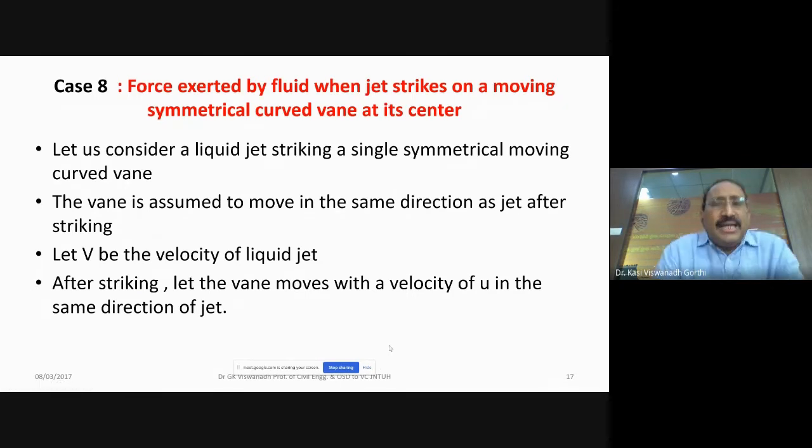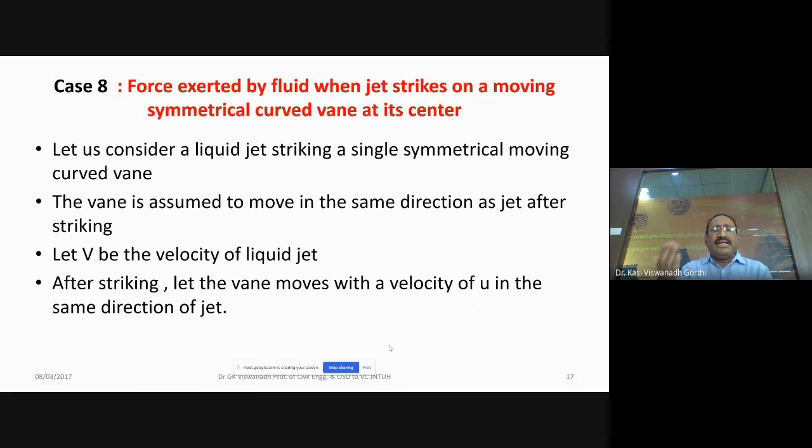Next, force exerted by the fluid jet when the jet is striking a moving symmetrical curved vane at the center. We are following the same sequence that we have seen in the earlier class also. The only thing is, in this particular case, instead of having a flat plate, we have a curved vane. So the liquid jet is striking a symmetrical curved vane, and the vane is moving. Consider a liquid jet striking a single symmetrical moving curved vane, and the vane is assumed to move in the same direction as that of the jet.